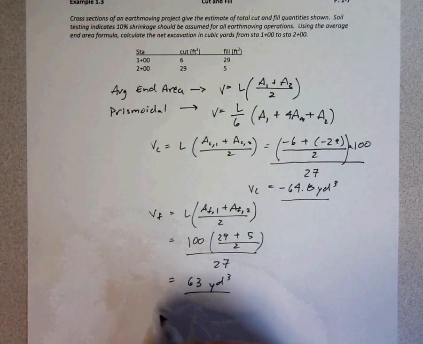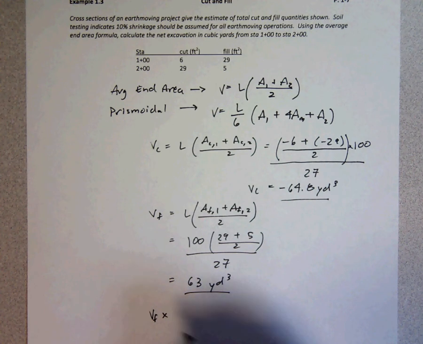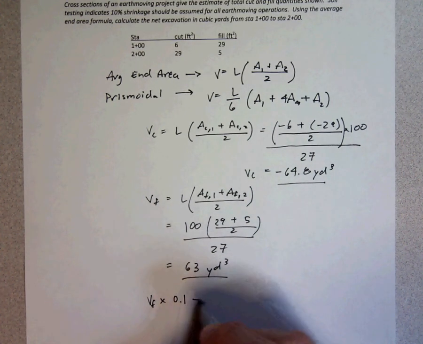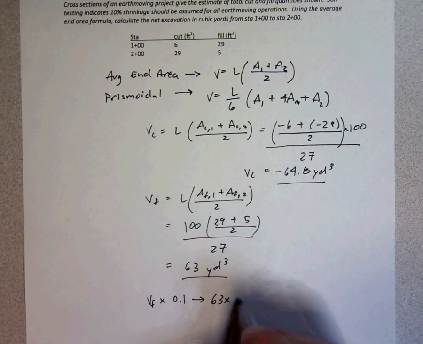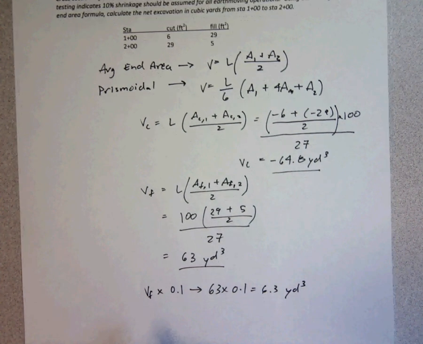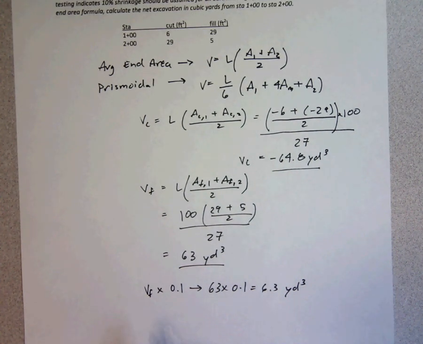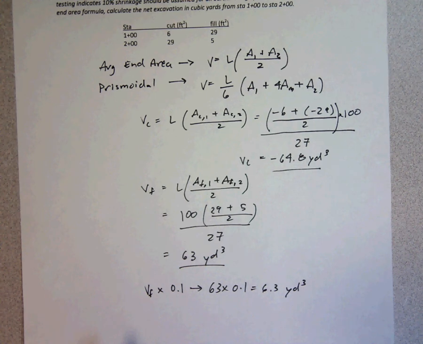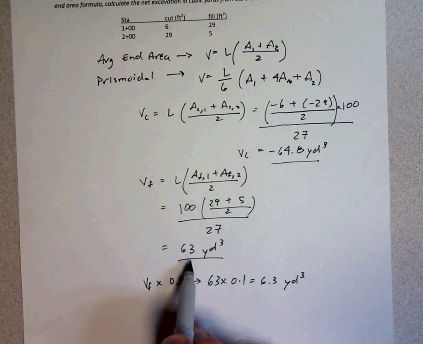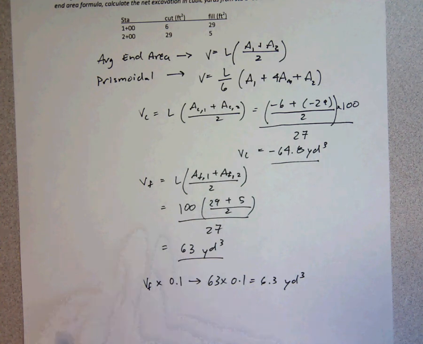So the volume of the fill times that shrinkage factor is going to be 63 times 0.1 equals 6.3 cubic yards. This is basically additional fill that's going to be needed because we're going to lose some in the volume. Alternatively, you could have just multiplied this by 1.1, understanding that 10% shrinkage. Basically, how much earth is going to be needed to make up for that 10% shrinkage is an extra 10%.